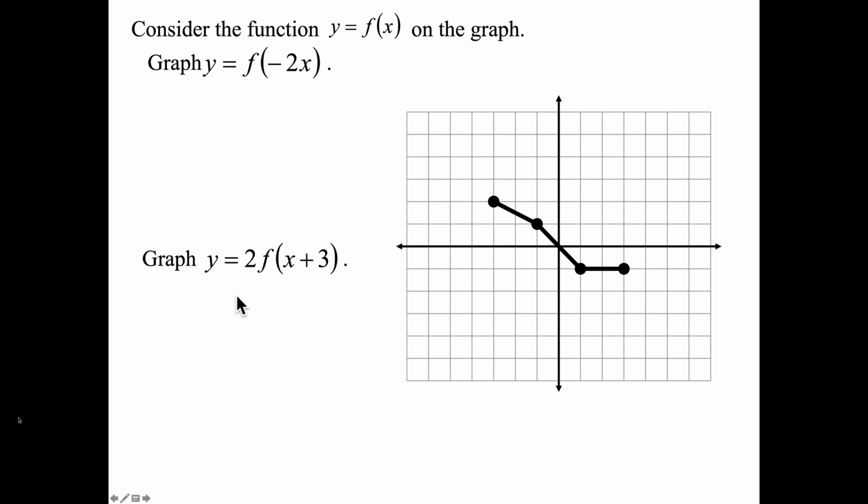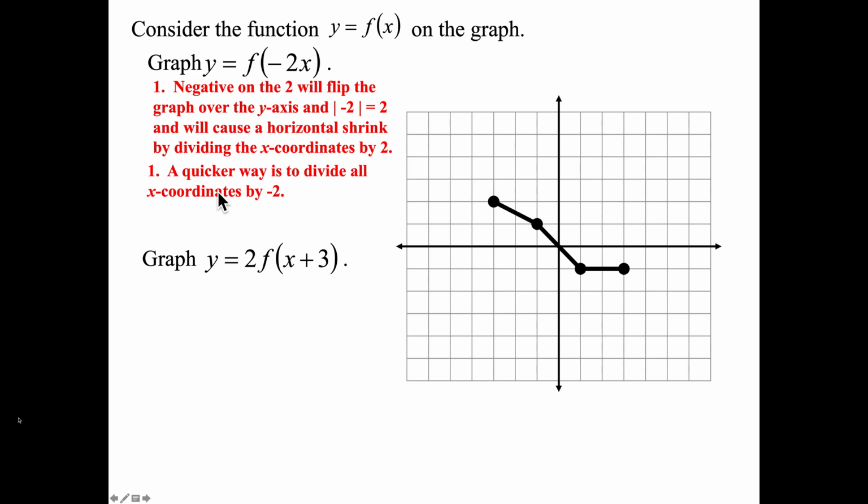Well, welcome back. So hopefully you took all your x coordinates, like we said, and divided them by a negative 2. So negative 3 divided by negative 2 is 3/2 or 1.5, comma 2. Negative 1 divided by negative 2 is going to be a positive 1/2 comma 1. 1 divided by negative 2 is negative 1/2 comma negative 1. 3 comma negative 1, so 3 divided by negative 2 is negative 3/2 or negative 1.5 comma negative 1. Connect those points up, and there's your graph.